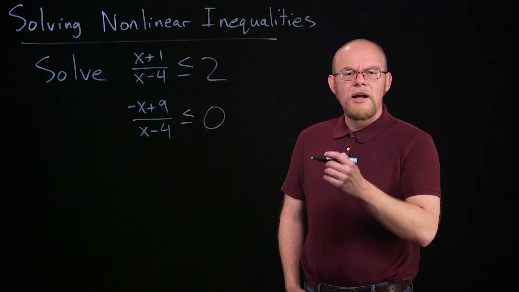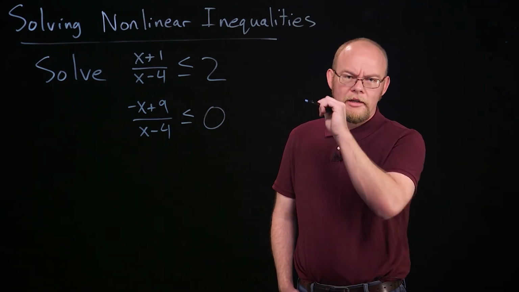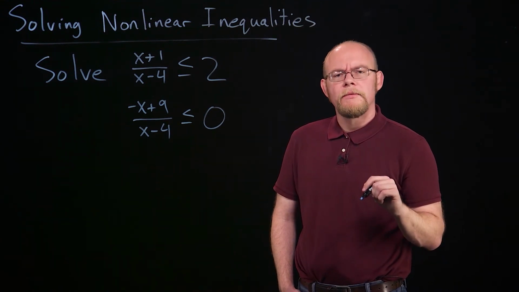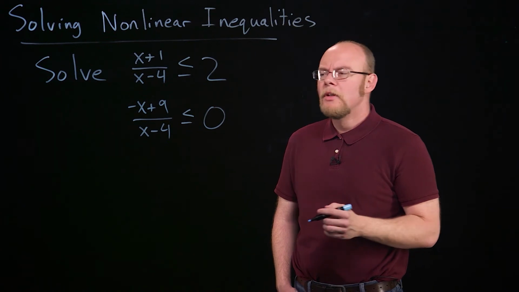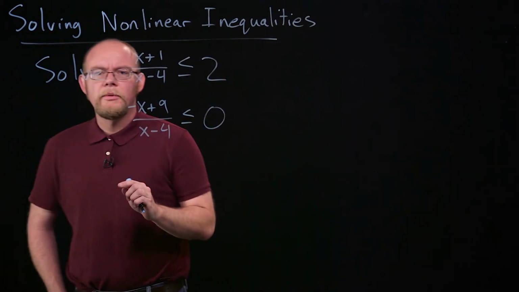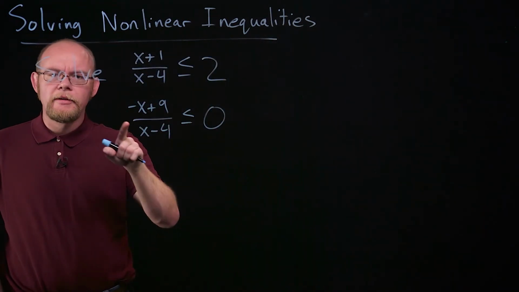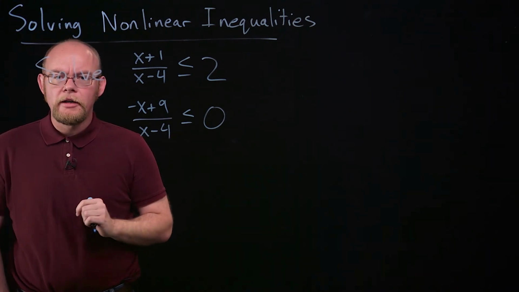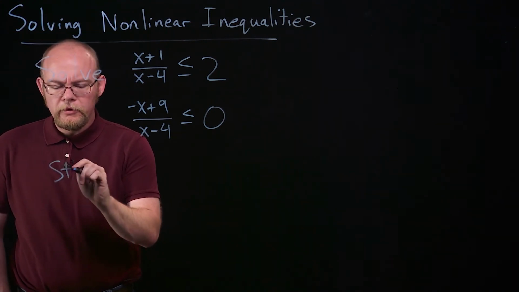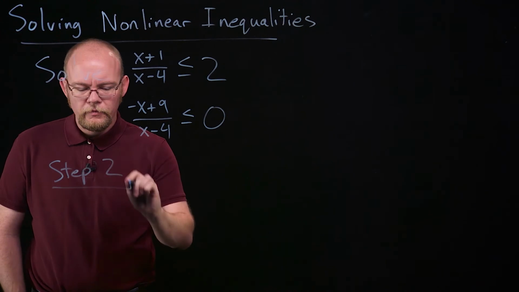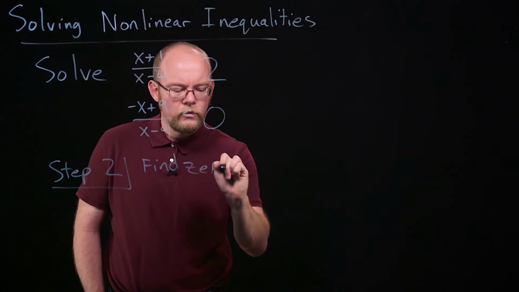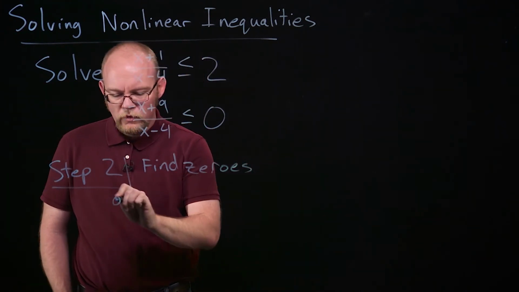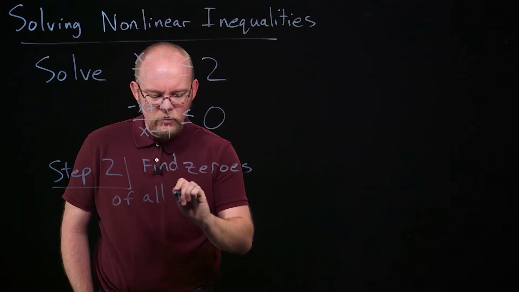Now, if you go from a positive number to a negative number in a smooth fashion, you have to cross over 0. Or something funny has to happen somewhere in between. And those correspond to cases where some factor, whether it's the numerator or the denominator, is equal to 0. So step 2, we're going to find the zeros of all factors.